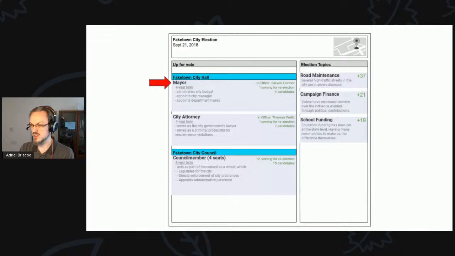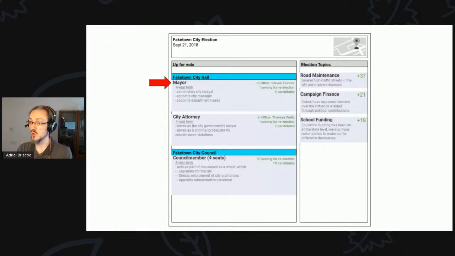And then each box gives a really broad explanation of what the responsibilities of that role are and how that role might affect your life as a citizen. And then in the top right corner of each role, you can see who's currently holding that role, if the person is running for re-election, so if there's an incumbent, and then how many candidates there are. And then to the right, you can see the election topics where the examples are road maintenance, campaign finance, and school funding. And you can see that score there.